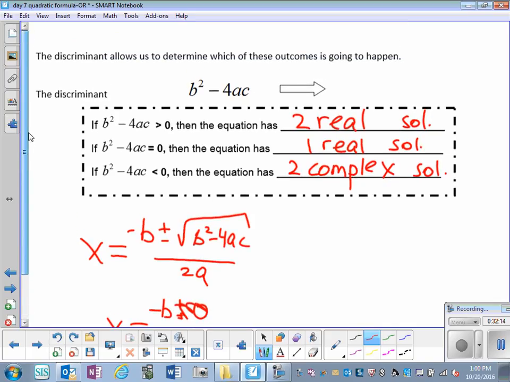And there is actually a name for this number b squared minus 4ac. It's called the discriminant. So this number b squared minus 4ac, whatever is under the square root in the formula, is called the discriminant. Okay? Questions about this?